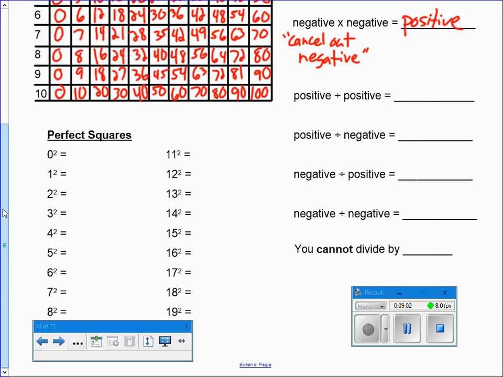So division, this is pretty easy, it follows the same rules. Positive divided by positive is going to stay positive. Negative divided by negative is also going to be positive. And again, if we have one negative sign and a positive, whether that's on top or bottom, when we're dividing, that's going to give a negative result.